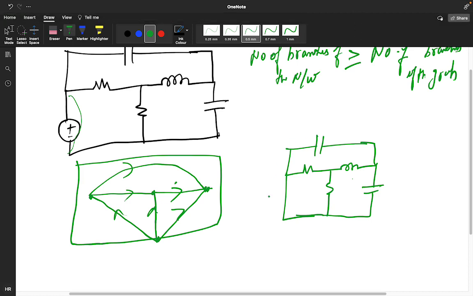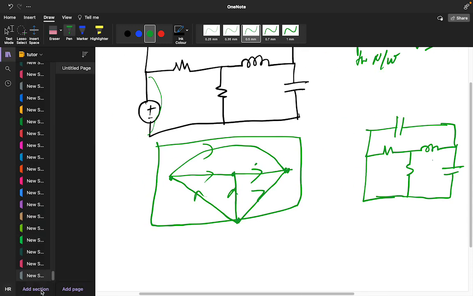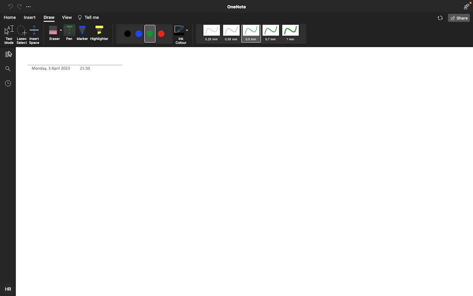So guys, write the next topic, augmented incidence matrix. How will we find the augmented incidence matrix? We'll do it for this graph only, the augmented incidence matrix.